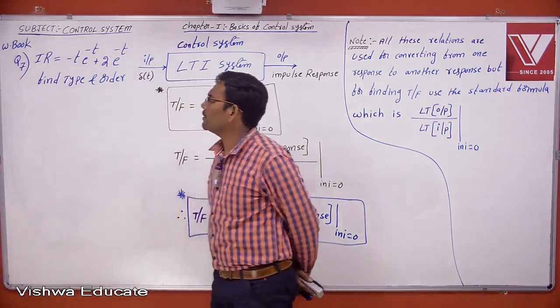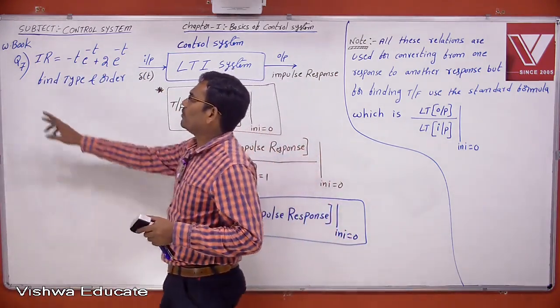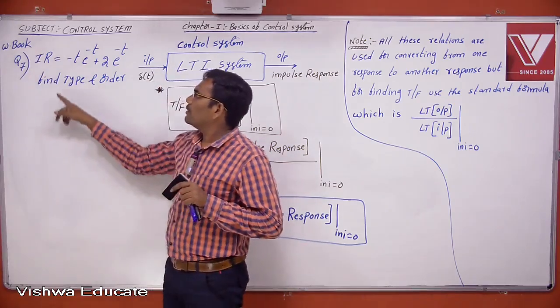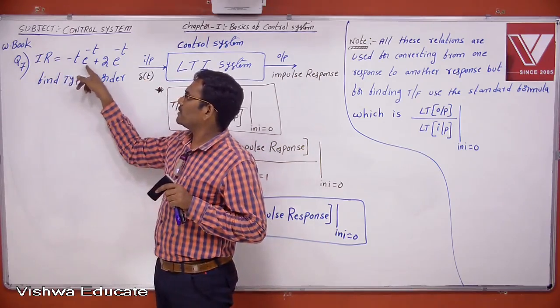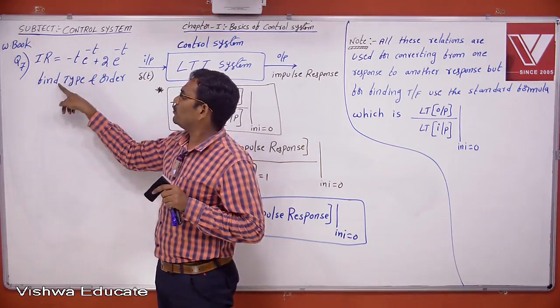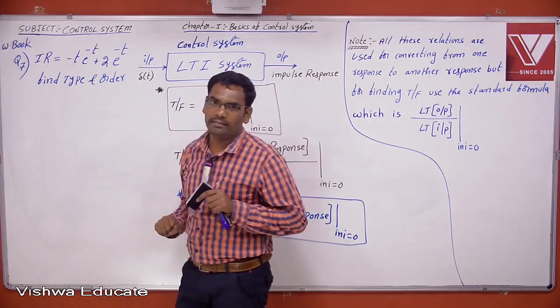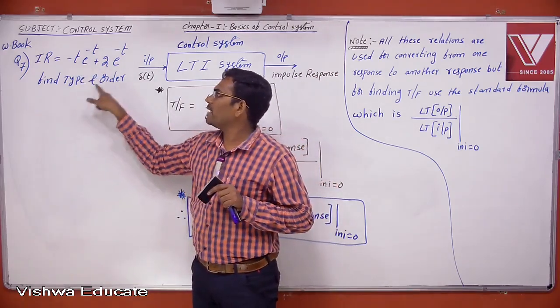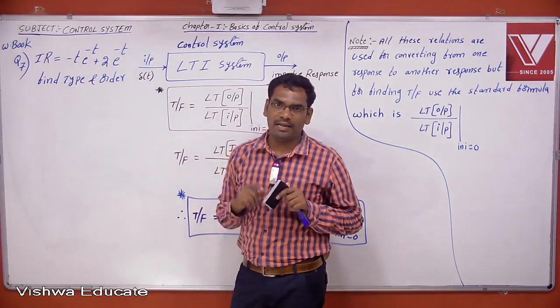Now in the previous session, this is a question we are taking, question number 7 in your handbook. The impulse response of the LTI system is given to you, and he is asking to find type and order. Now see here, this is the impulse response which is given. For finding type and order, first we need the transfer function.